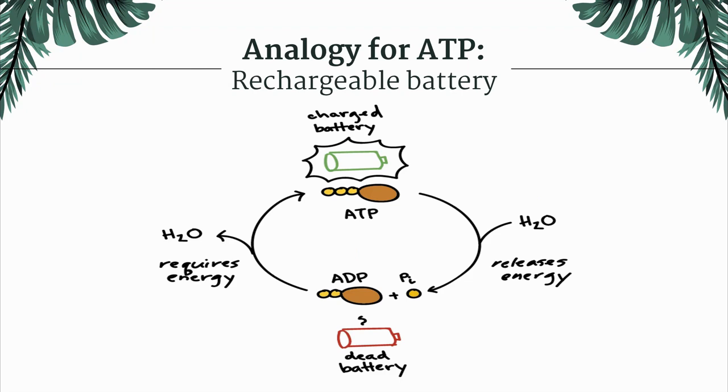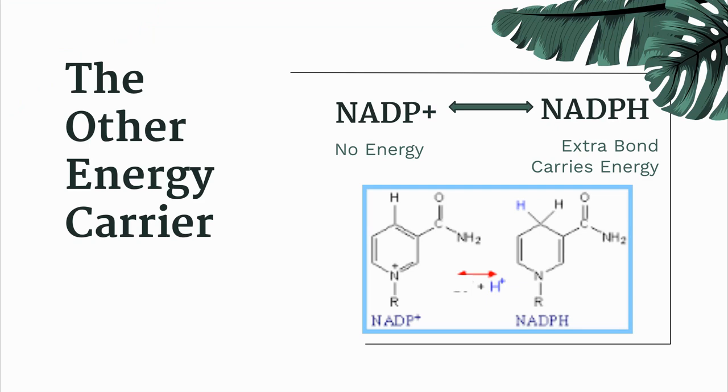When we talk about photosynthesis, we are going to talk about another energy carrier called NADPH. NADPH has this extra bond with that extra hydrogen. Remember, with more bonds, there is more energy. And then when that bond breaks and hydrogen is released out, it becomes like the dead battery, no energy. And then we can charge it back up by adding an extra hydrogen. So the same process.